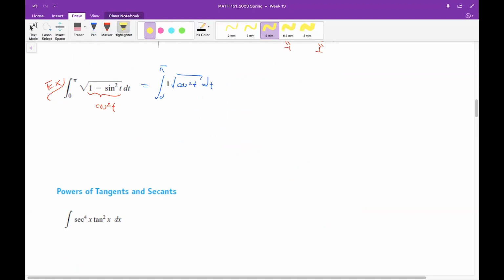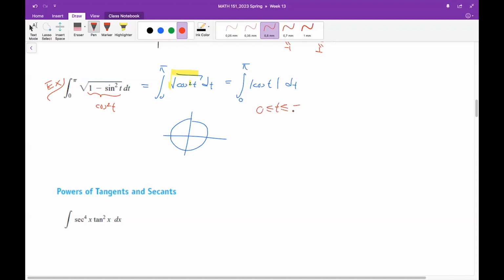And then we are ready now to evaluate the square root with this square. That's why I put the absolute value sign here, okay? And then look at the unit circle to understand the signs of the function cosine over this interval. So these are the boundaries for t. So t is between 0 and pi. So from here to here, your t changes.